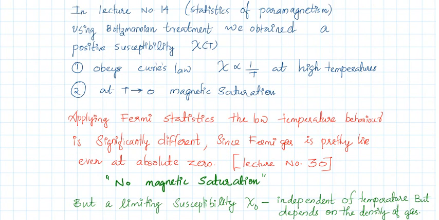There will not be any magnetic saturation, but we obtain a susceptibility value chi naught, which is independent of temperature but depends on the density of the gas. So our aim is to treat the particles as a Fermi gas and prove that there will be a limiting susceptibility chi naught for T tends to 0, which is independent of temperature but depends on the density of the gas.